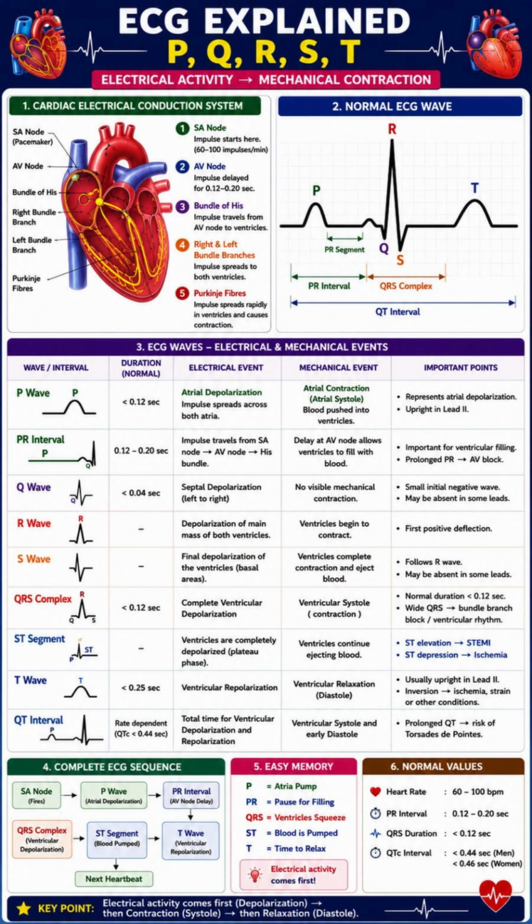S wave. The S wave is the negative deflection that follows the R wave. It represents the final phase of ventricular depolarization. By the end of the QRS complex, the ventricles are fully activated and contract forcefully to pump blood. Remember, the QRS complex represents ventricular depolarization and ventricular contraction. One important point, during the QRS complex, atrial repolarization also occurs, but it is hidden because the QRS complex is much larger. Now let's look at the ST segment.